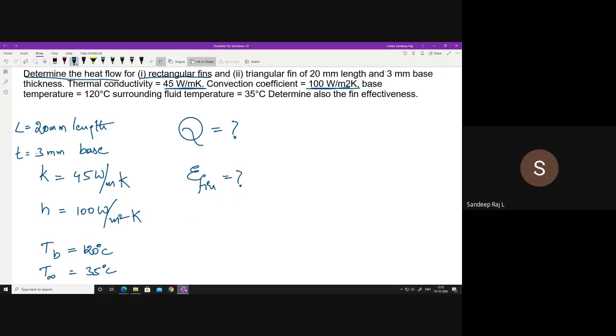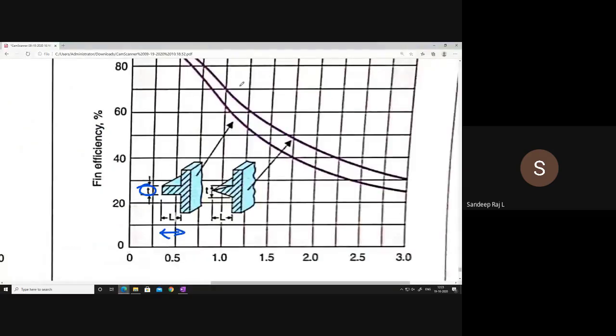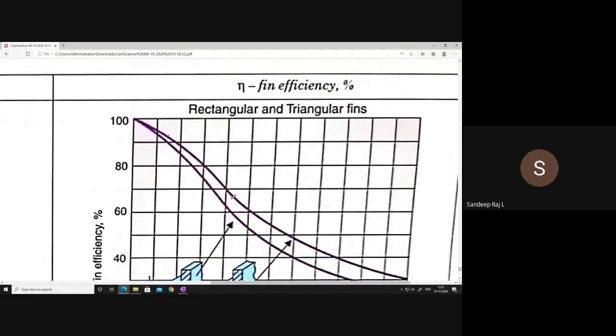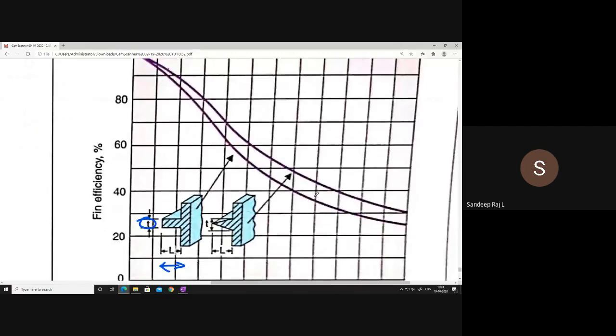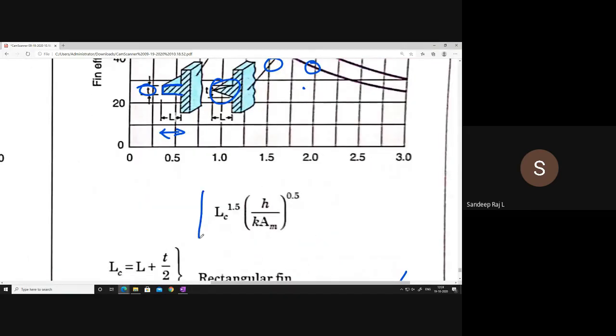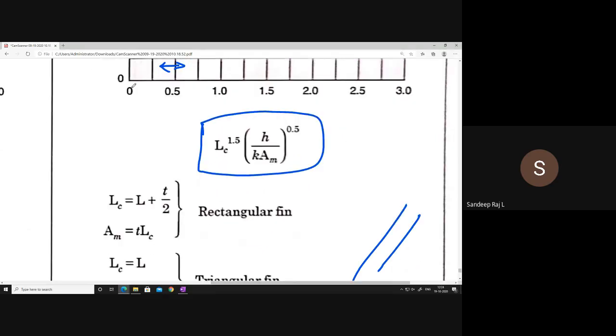So let's do it for the rectangular fins in the first place. Here you have to use the line below, the curve below. This is for rectangular, as you can see, this is a rectangular shape, and this is a triangular shape. Now if this is rectangular, first you should get the x-axis value. This particular expression that is there here, you have to get the value for it. It will vary between 0 to 3.